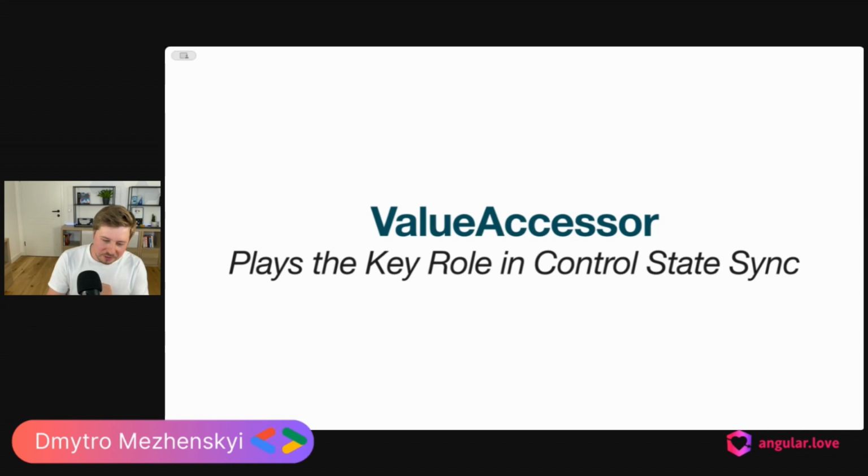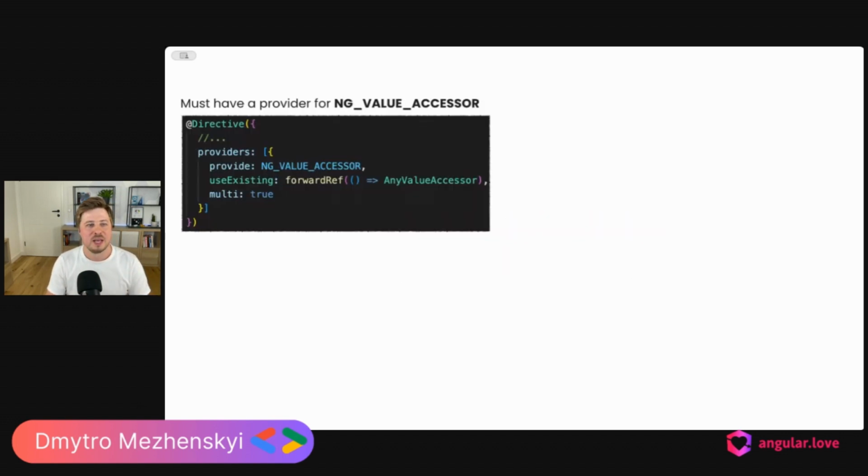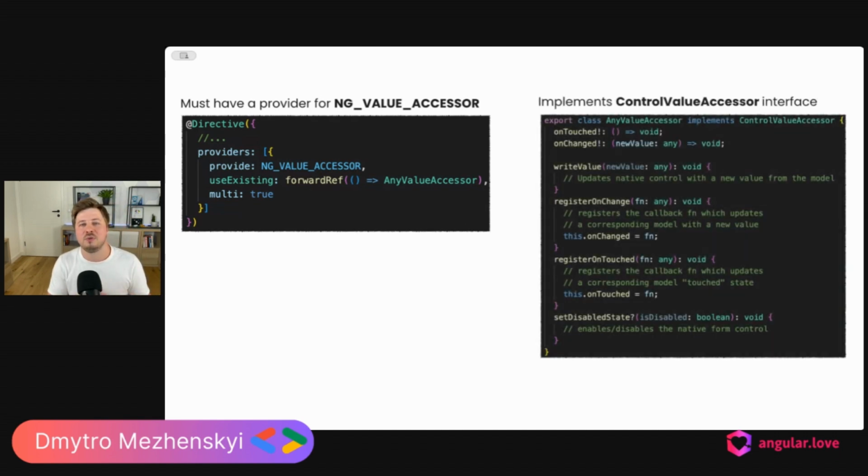How it happens, you'll see in a minute, but so far, let's learn what makes a control ValueAccessor actually a control ValueAccessor. Which requirements have to be fulfilled in order to make some building block, like a directive or component, a control ValueAccessor that can synchronize values? So first of all, we need the NgValueAccessor token. This is how Angular will understand that this is exactly a control ValueAccessor. And the value of this token has to be some class that implements the ControlValueAccessor interface.